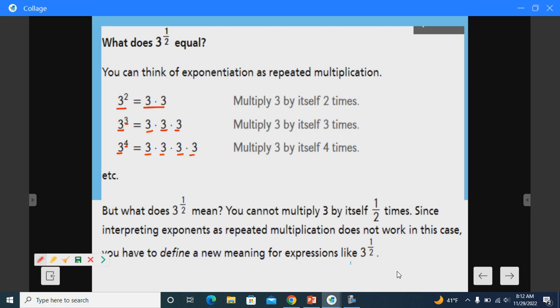But what does 3 to the power of 1/2 mean? You cannot multiply 3 by itself 1/2 times. So since interpreting exponents as repeated multiplication does not work in this case, we have to define a new meaning for expressions like 3 to the power of 1/2.